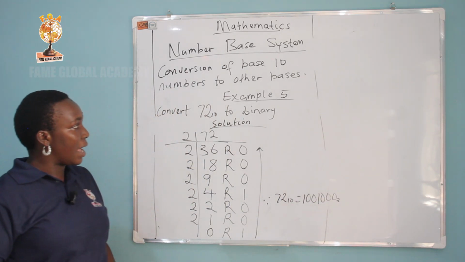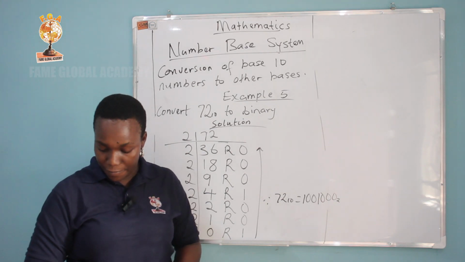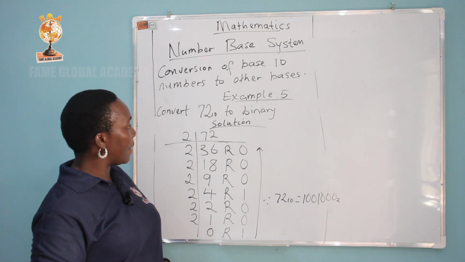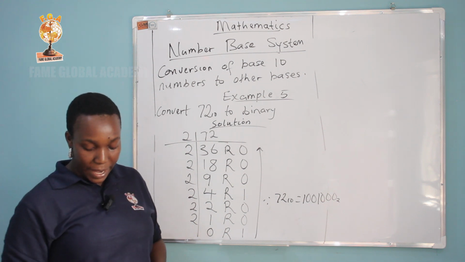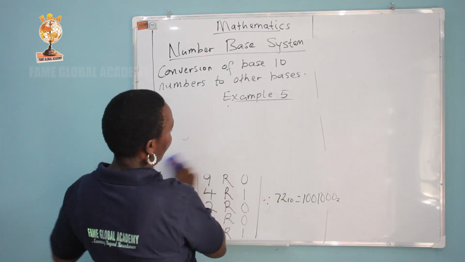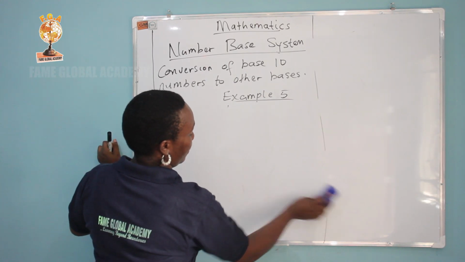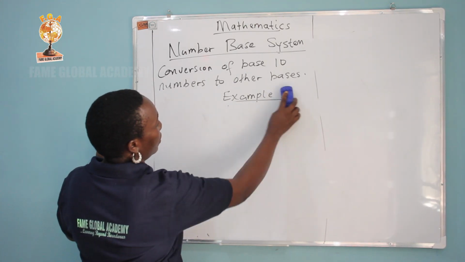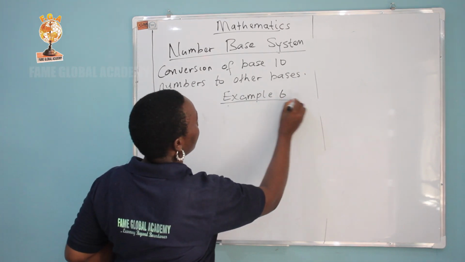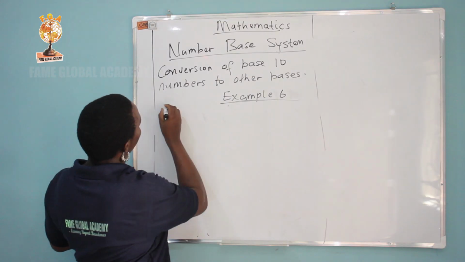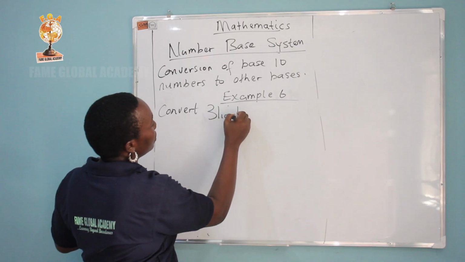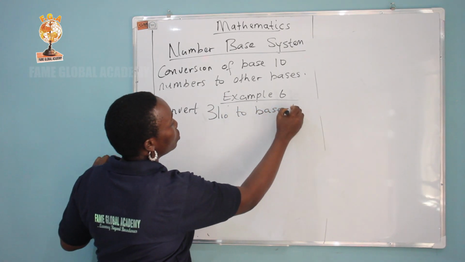So that was our answer for example 5. Alright, so let's take one more example to complete it. Example 6, still under binary numbers. Okay, example 6. Convert 31 base 10 to base 2.